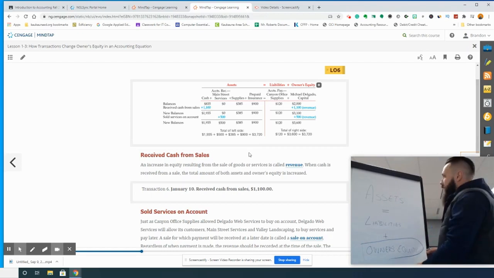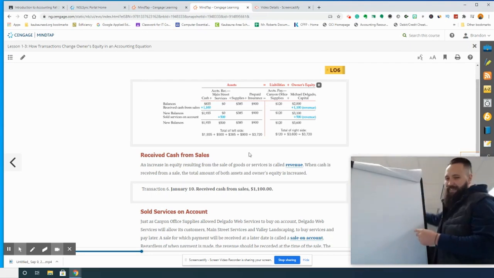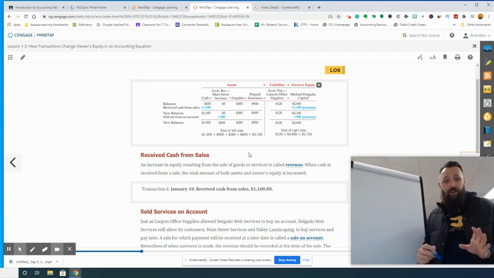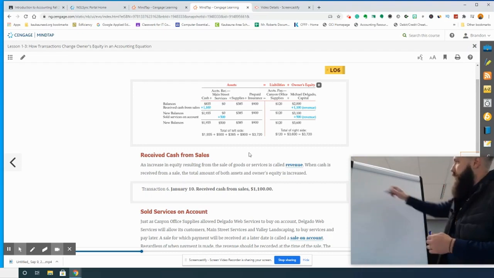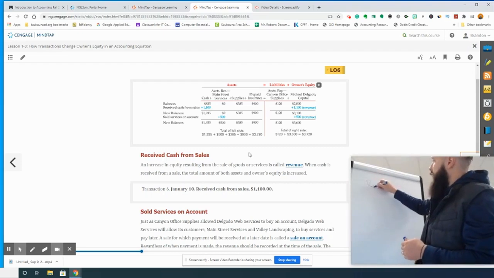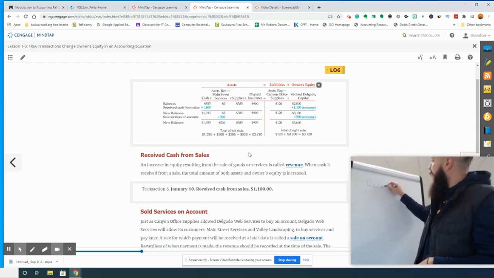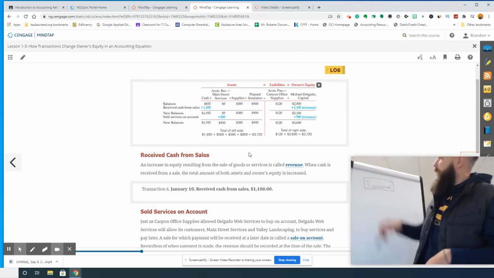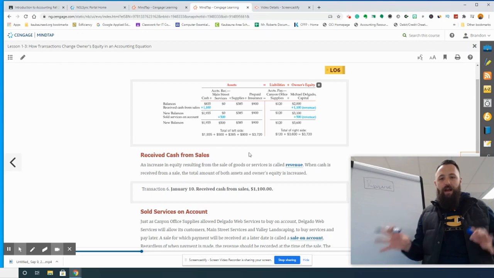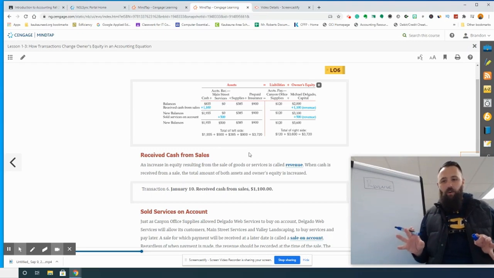We're keeping it in. So as we look at this, what we want to start looking at is when we actually make a sale. And what we're going to call that is revenue. Okay. So anytime that we have a sale, it's going to be called revenue. And the big thing is, how does revenue actually affect our accounting equation? And that's what we want to take a look at today.